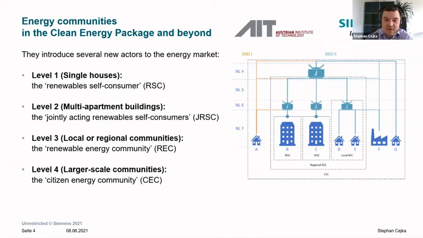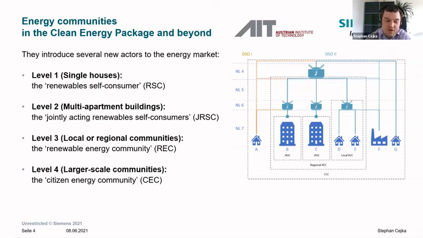You can see them here in 2 forms. I will mention in a minute why there are 2 forms of renewable energy communities. And there's even one larger community, the citizen energy community, which has no proximity criterion like the other levels, and could possibly or optionally even spread across borders of the member states.